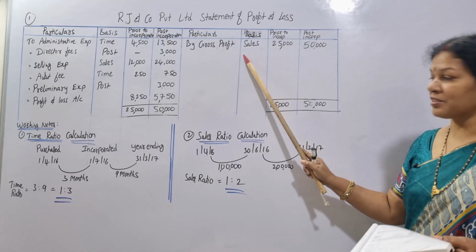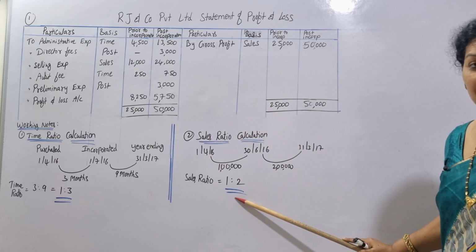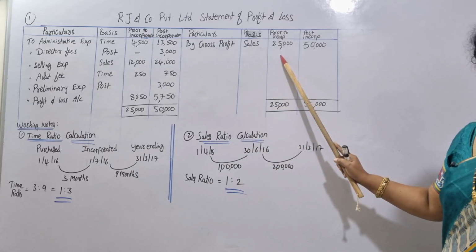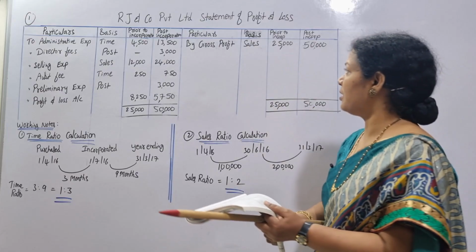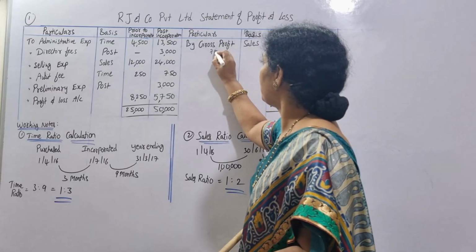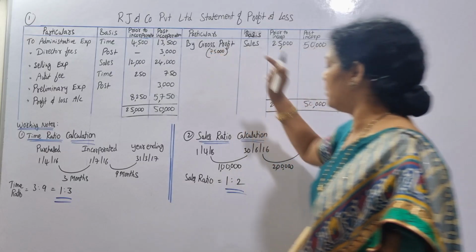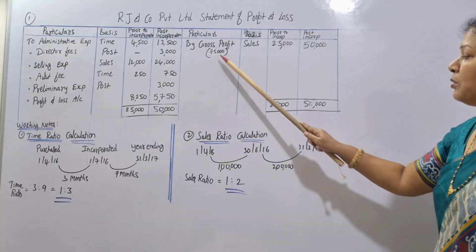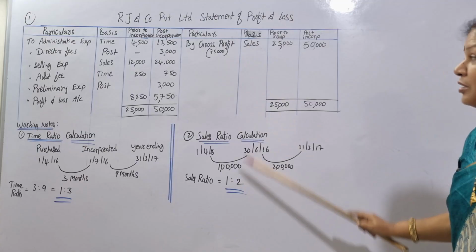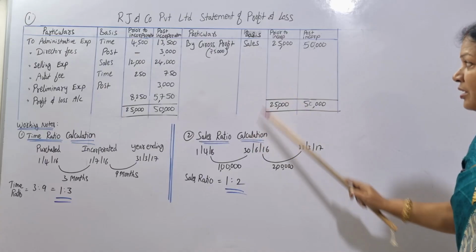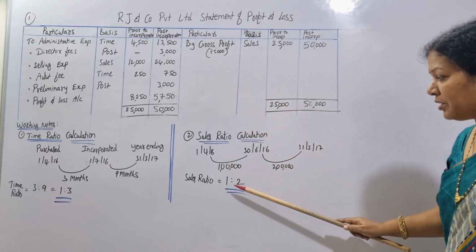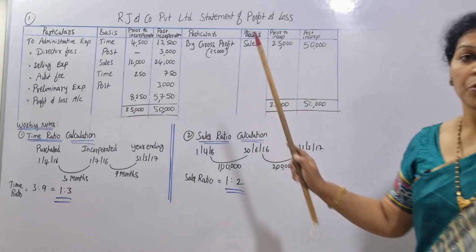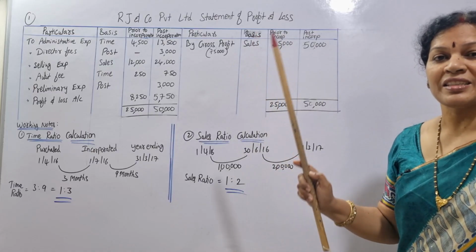75,000 on the basis of sales. The sales ratio is 1 is to 2. 75,000 into 1 by 3 comes to 25,000. Gross profit is 75,000, I'll write it here just for our understanding. 75,000 into 1 by 3 is 25,000. In the same way, 75,000 into 2 by 3, 2 by 3 means 50,000. So 75,000 we have distributed in the ratio of 1 is to 2: 25,000 and 50,000. First, gross profit you have to distribute on the basis of sales.